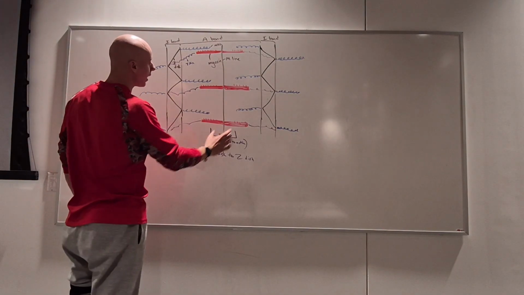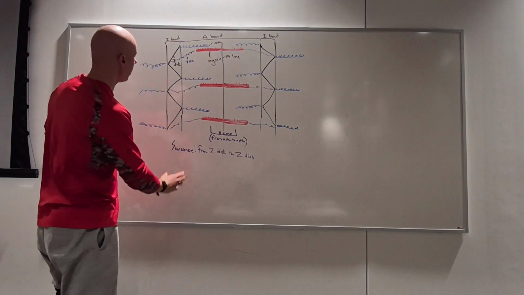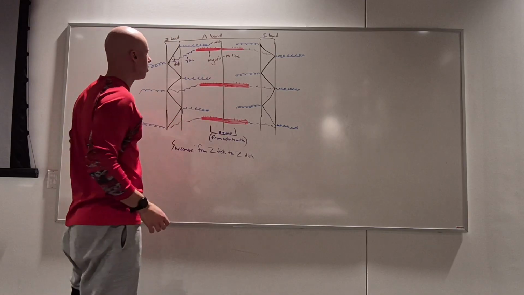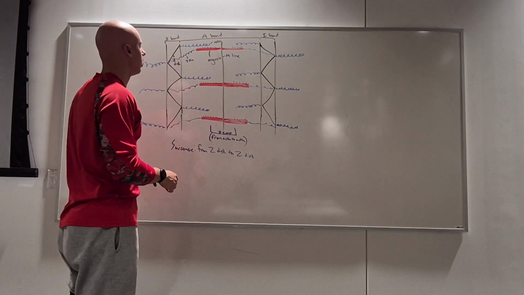Your H zone is from actin to actin. It's important to note that in I bands, you'll only find thin actin filaments, but in the A bands, you'll find both thick and thin filaments.